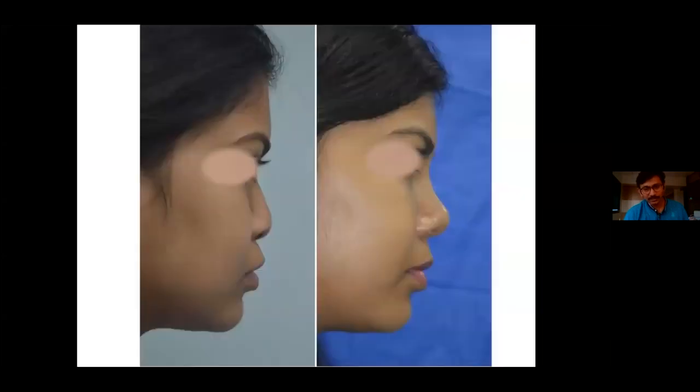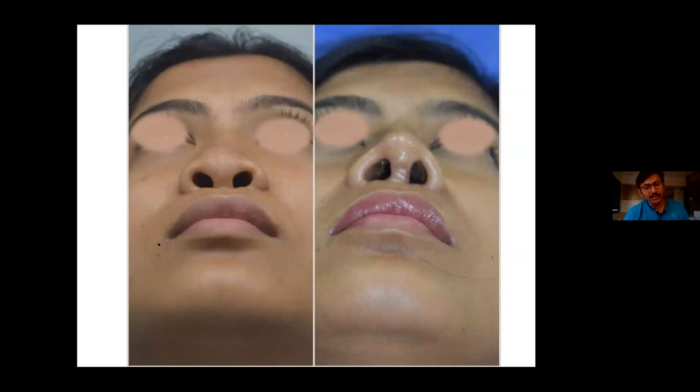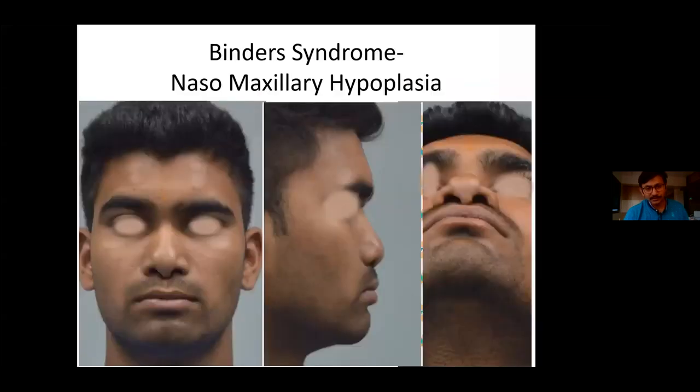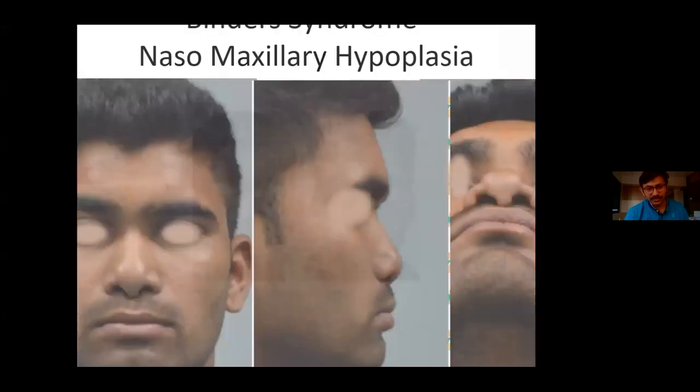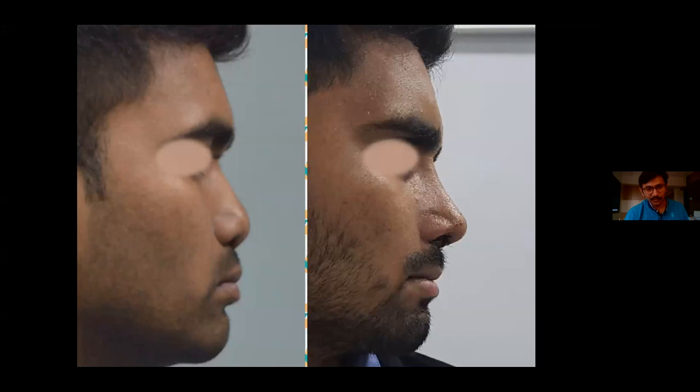We could achieve a good dorsal augmentation of the premaxilla, and a good tip projection and tip definition as well. It is very typical that they have horizontally oriented nostrils. From here we could go to more vertically oriented nostrils. Similar cases of Binder syndrome.